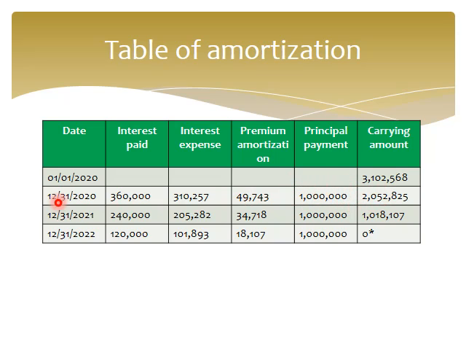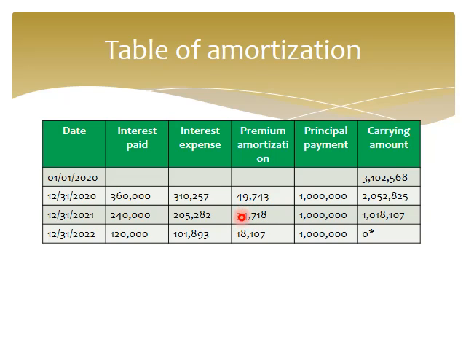So, therefore, at the end of December 31, 2020, the carrying amount of our bonds is 2,052,825. Next, in 2021, we have 240,000 interest paid. How was interest expense computed? The previous carrying amount multiplied again by the effective interest rate of 10%. So, we have 205,282. The difference between the two is the premium amortization.